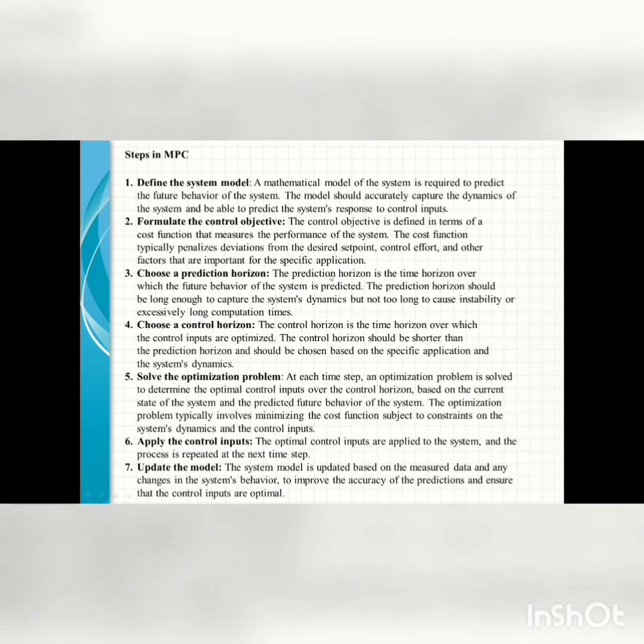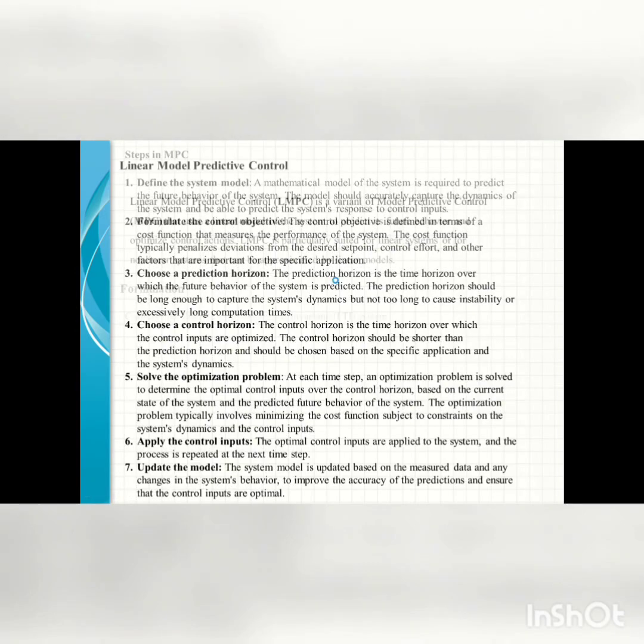Here we have four popular terminologies: sampling time, time origin, prediction origin, and control origin. Next, we are going to discuss the steps involved in MPC, model predictive control. First, we define the system model. Next, we formulate the control objective, choose a prediction origin, choose a control origin, optimize the problem, and then apply the control inputs. We are going to further discuss the control inputs and update the model.